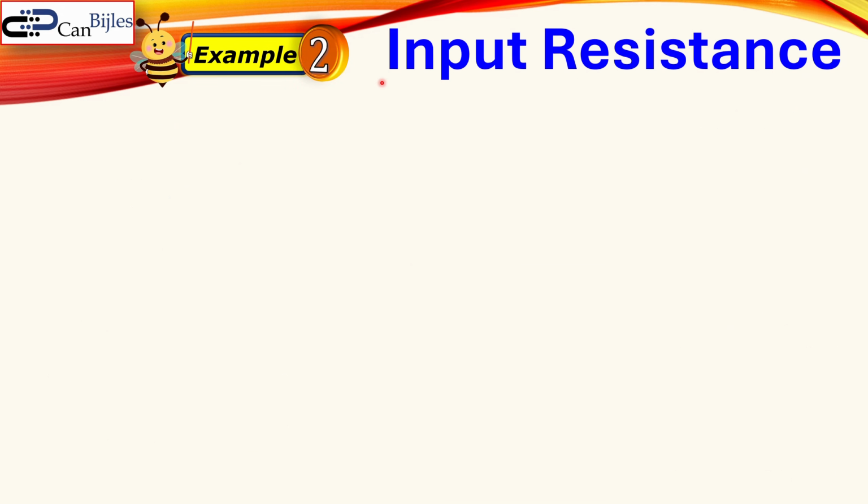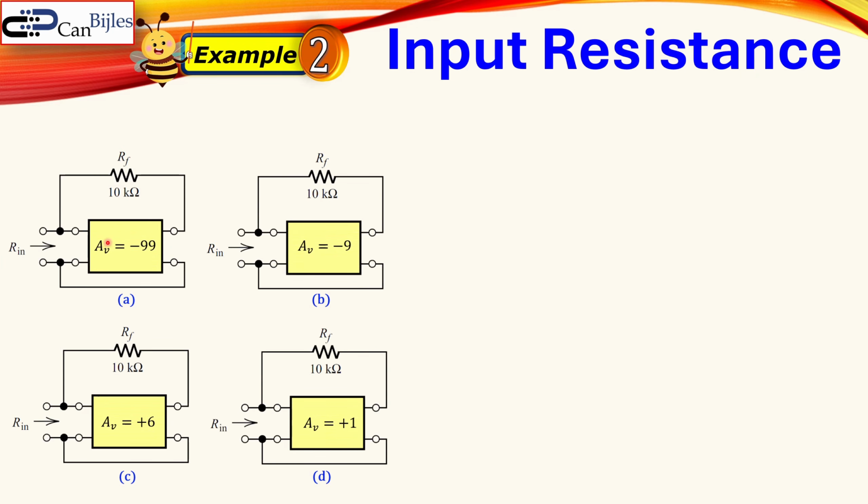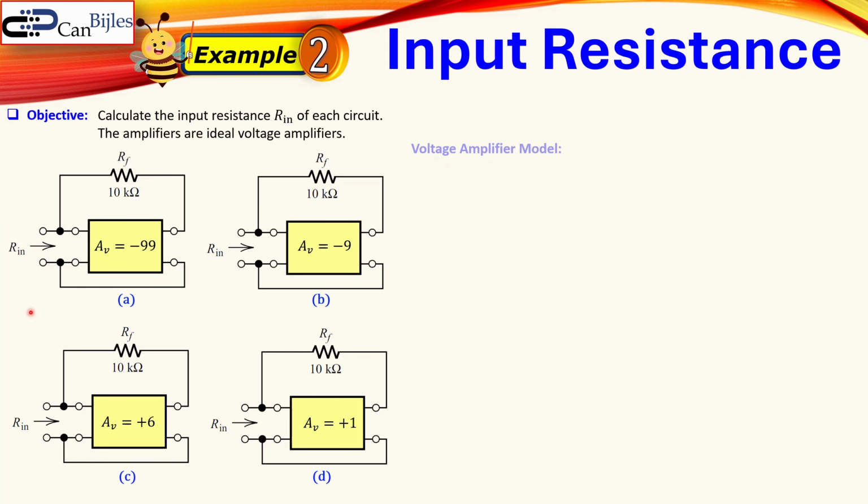Okay, let's see now in example number 2 about the input resistance using some examples here. So we have here an amplifier with different gains: here minus 99, here minus 9, plus 6, in this case plus 1. And we have the feedback resistors in all 4 cases as 10 kilo ohms. We would like to determine what the input resistance is between these two nodes. So our objective is to calculate the input resistance Rin of each circuit, and the amplifiers are ideal voltage amplifiers. Now we can use the formula of the Miller input resistance, or input impedance, and see what the values are.